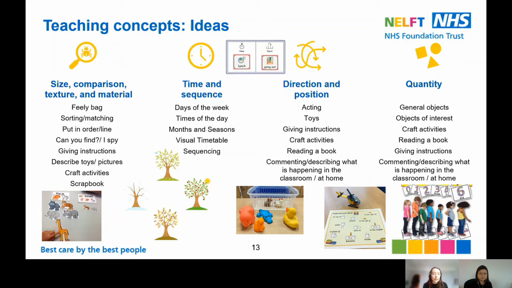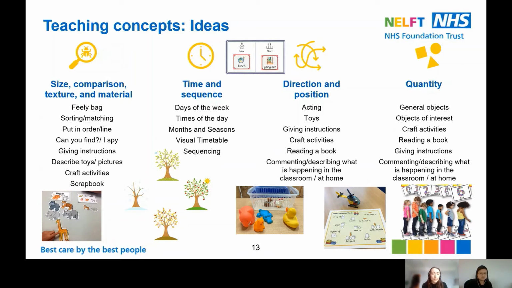So for working on size, comparison, texture and materials, there are a range of different activities you can do. For example, you could play complete the sentence, so giraffes are really, and then the child can fill in the sentence. You could play sorting or matching games, and you could play I Spy, so using attributes. For example, I spy that something is round and shiny, and then the children have to look around the room and guess what you're describing.